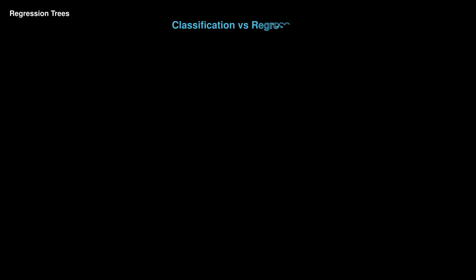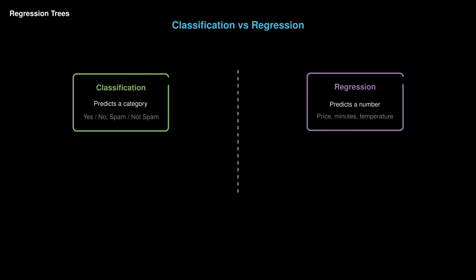Quick recap of the difference. Classification predicts a category, yes or no. Spam or not spam. Regression predicts a continuous value, a price, a temperature, a duration. The tree building logic stays almost the same. We still pick features, we still split data top down. The only thing that changes is how we measure the quality of a split.